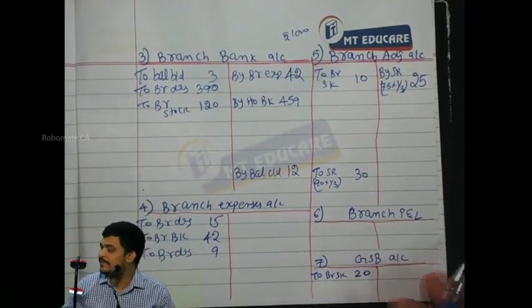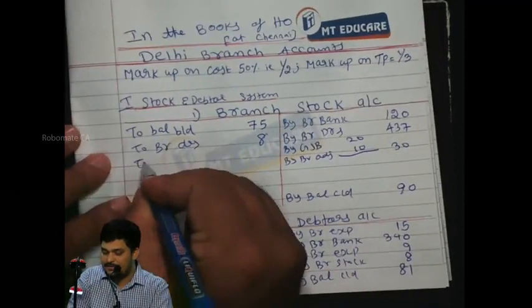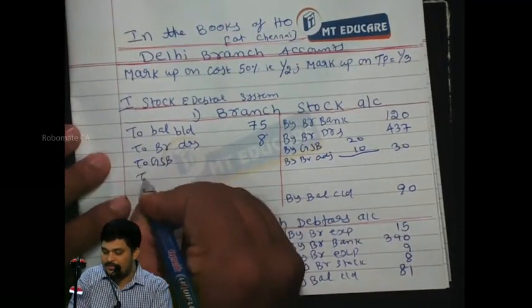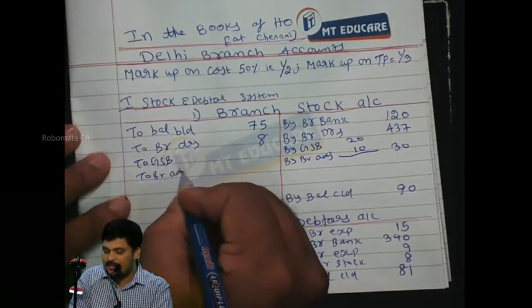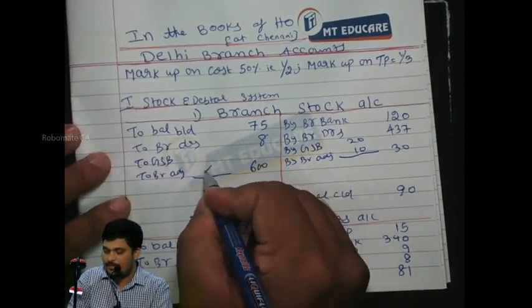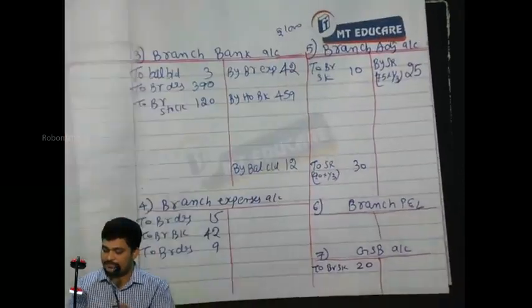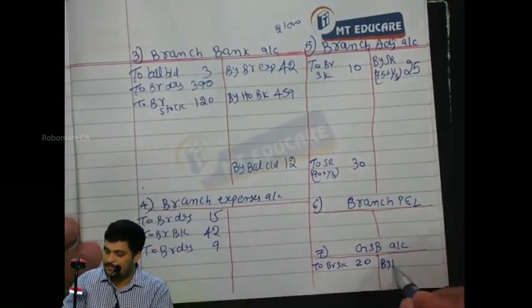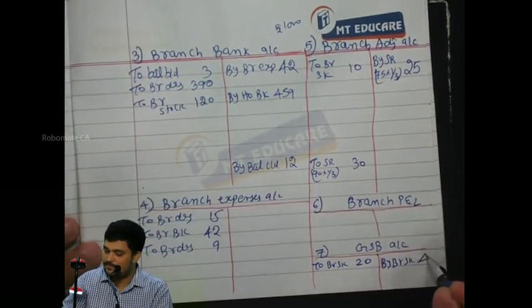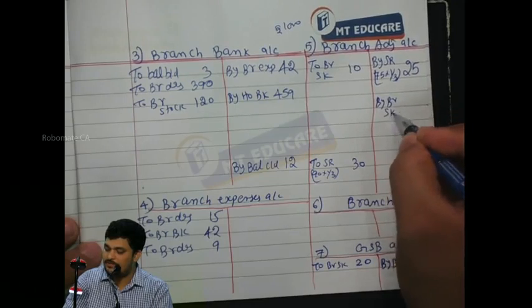Everybody. Then goods sent to the branch: to goods sent to the branch, to branch adjustment account together, 200, 400, by branch stock, by branch stock.